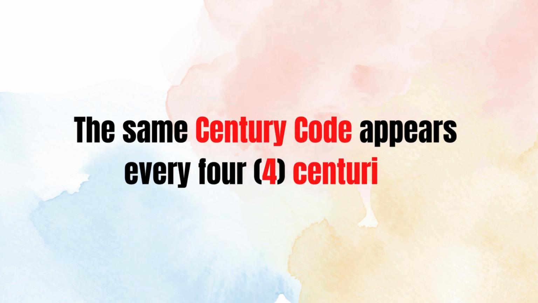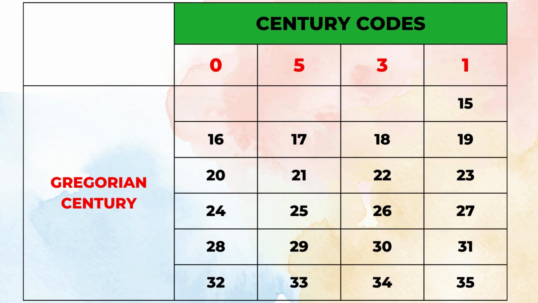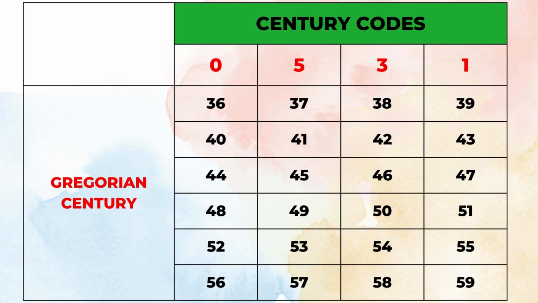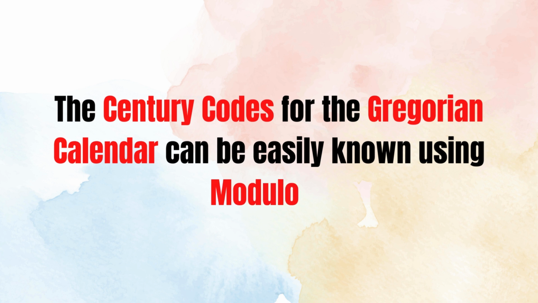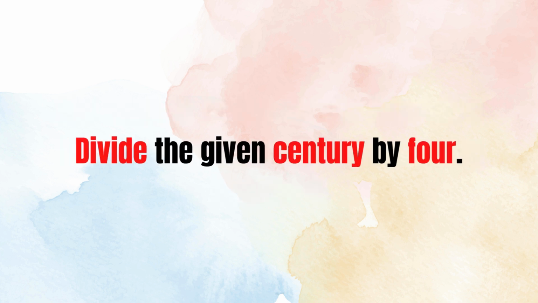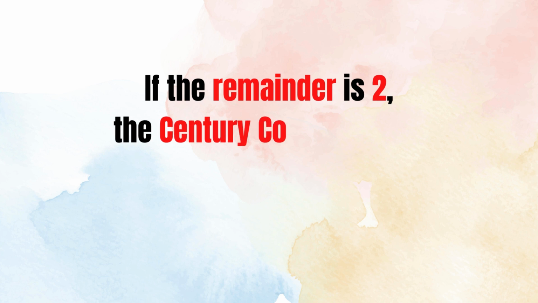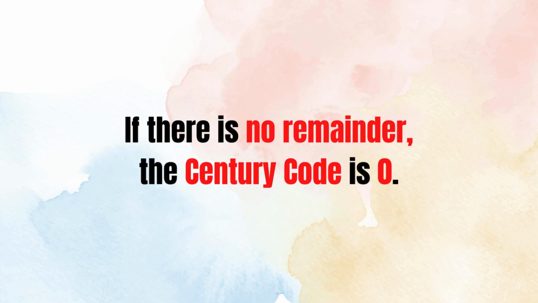The same century code appears every 4 centuries. Here are the rest of them. Century codes for the Gregorian calendar. The century codes for the Gregorian calendar can be easily known using modulo 4, divide the given century by 4. If the remainder is 1, the century code is 5. If the remainder is 2, the century code is 3, and if the remainder is 3, the century code is 1. If there is no remainder, the century code is 0.